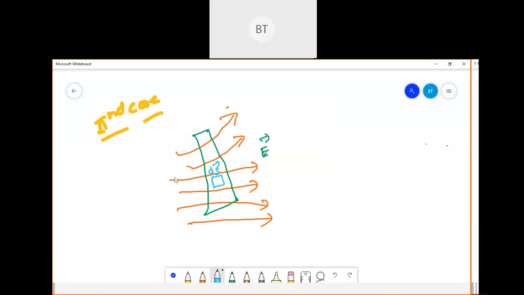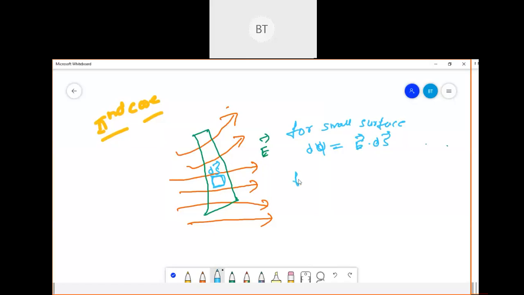So suppose this electric field I have taken, which is not uniform, and one surface I have put inside that, and the small part of the surface I have taken and denoted it by dS vector. So for a small surface, if I calculate, what I will write here is dΦ equals E dot dS. That is the small surface dS into the electric field.